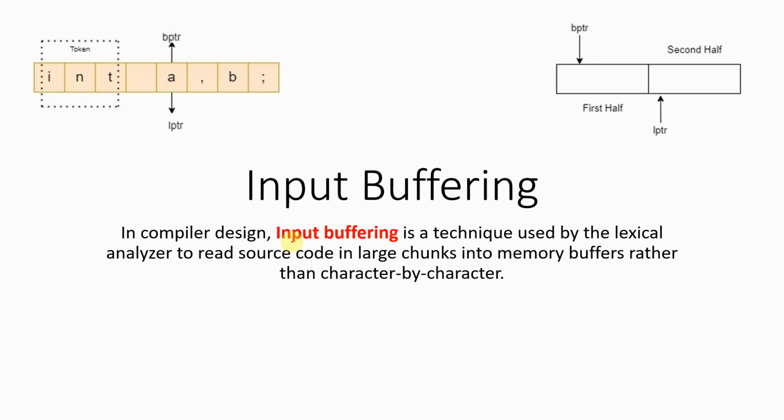To avoid that, we have the concept called input buffering, where the source code is read in large chunks into a memory buffer. So the block of code is read in a single system call itself. This is the advantage of using input buffering instead of reading character by character.